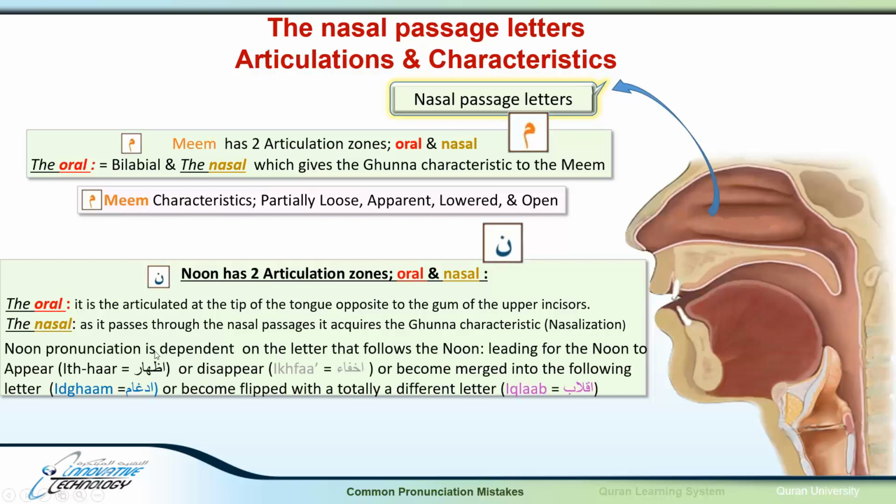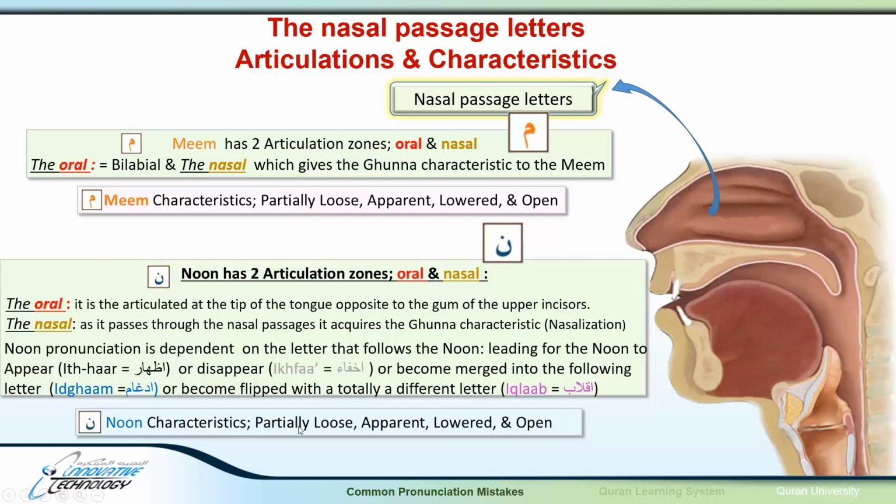Now, Nun pronunciation is dependent on the letter that follows the Nun, leading for the Nun to either appear, and we call that idhar, or disappear, and we call that ikhfa, meaning disappearance, or become merged into the following letter, and we call that idgham, or become flipped with a totally different letter, and that's the meaning of iqlab. And the characteristics of the Nun are being partially loose, apparent, lowered, and open.